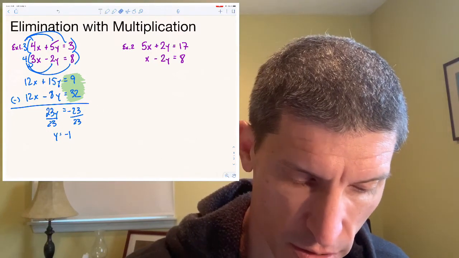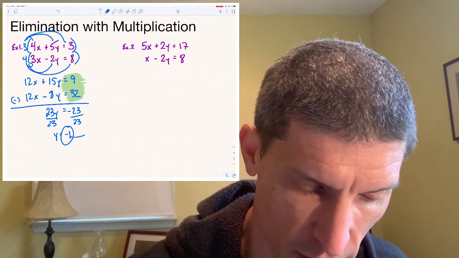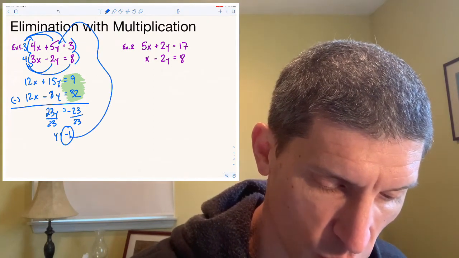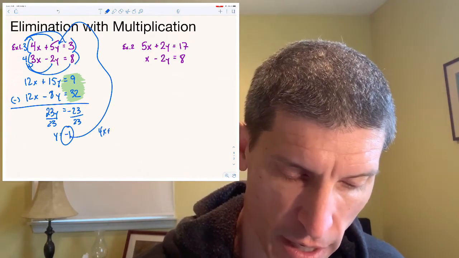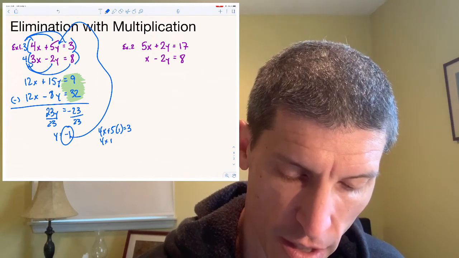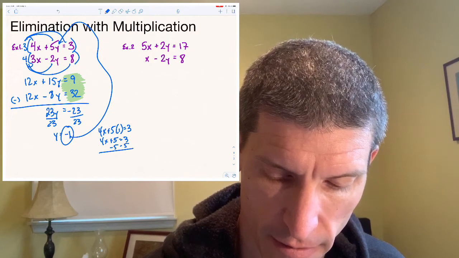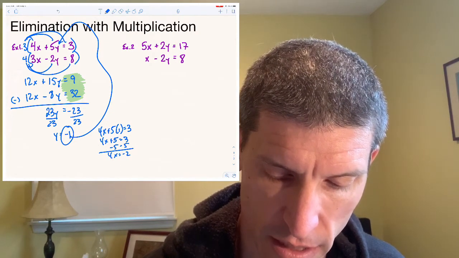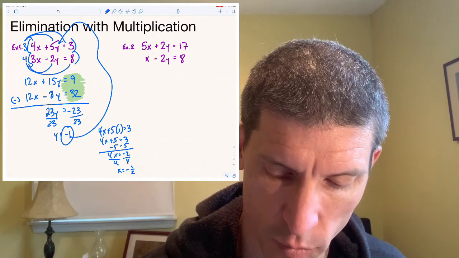Let's get rid of this mess here. And now I'm going to take this negative 1 and put it back into one of the two original equations. I think I'm going to put mine there. So 4x plus 5 times negative 1 is 3. So 4x plus 5 is 3. 4x is negative 2, and x is negative 1/2, right?